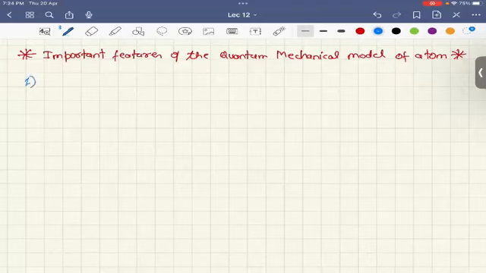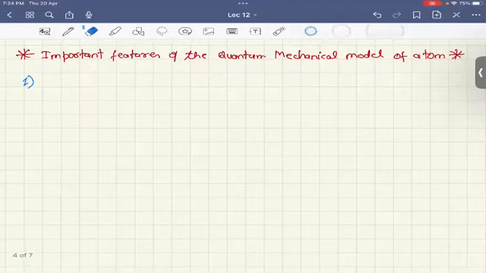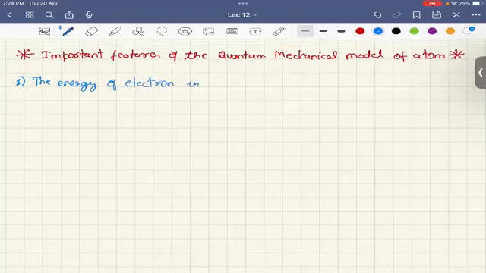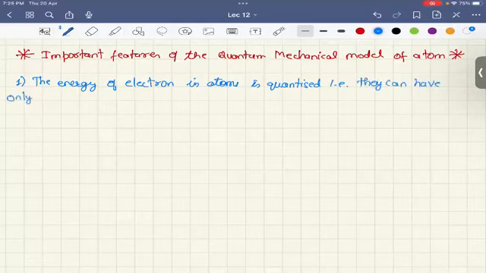Right. So first, the energy of electron in atom is quantized. That is, they can have only certain specific values. Which was also proposed by Bohr's model. The energy of electron in atoms is quantized. That is, they can have only certain specific values.